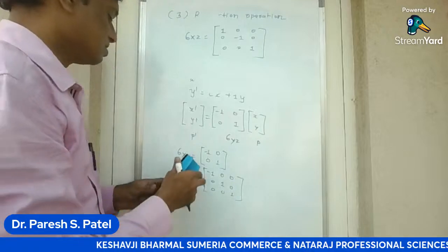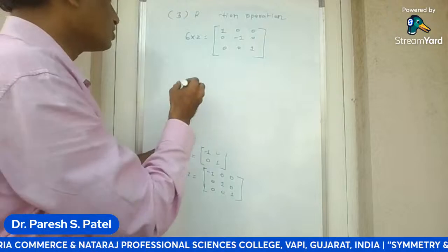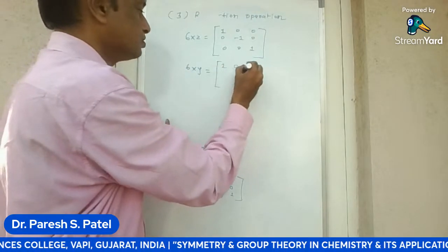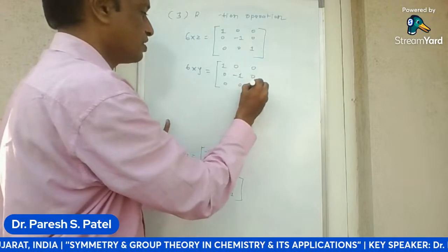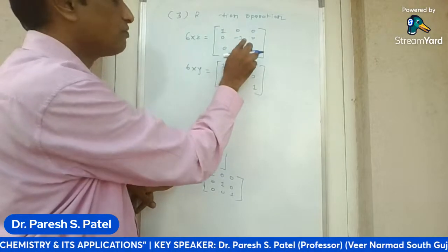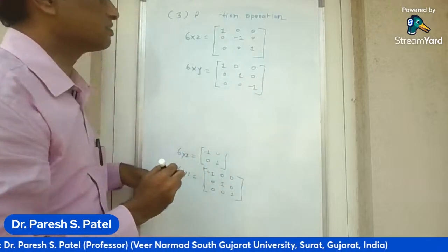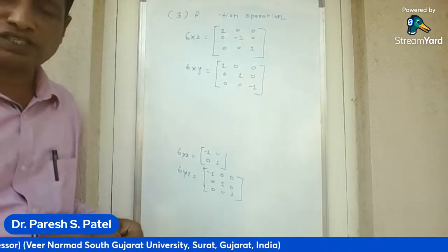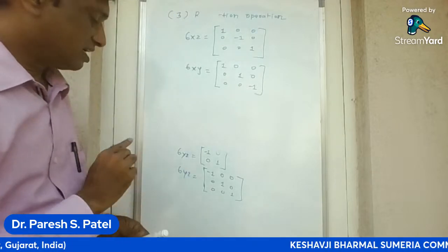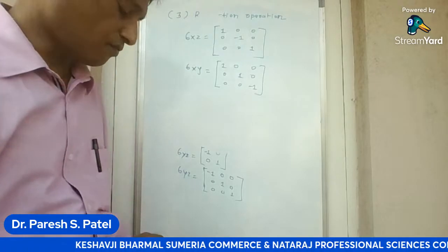Similarly, the matrix representation for sigma xy is 1, 0, 0, 0, minus 1, 0, 0, 0, 1. So dear students, remember that this value is along the x-axis, this value is along the y-axis, and this value is along the z-axis. So sigma xy can be represented as 1, 0, 0, 0, 1, 0, 0, 0, minus 1. So this is the matrix representation for the reflection operation as sigma yz, sigma xz, and sigma xy.